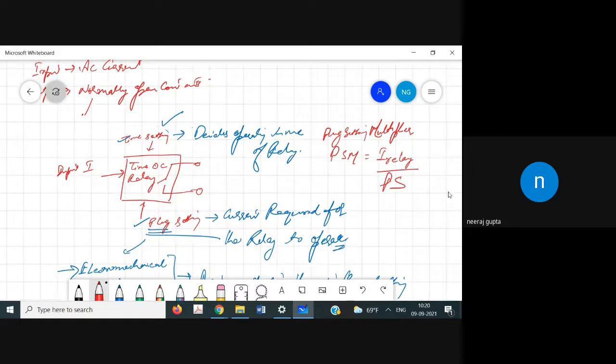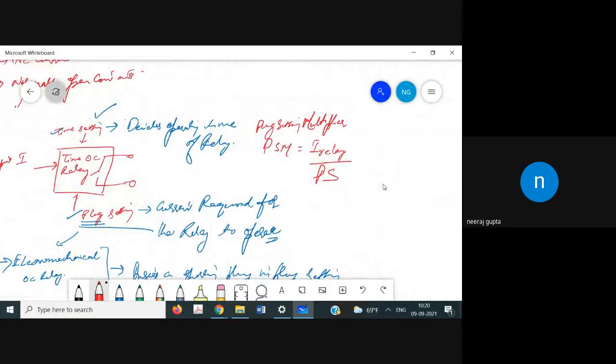Now the question arises, what is this relay current? It is the current through the relay operating coil, that is, the actual current flowing through the relay operating coil. And PS is the plug setting, whatever current setting we have given. It is also known as the current setting.